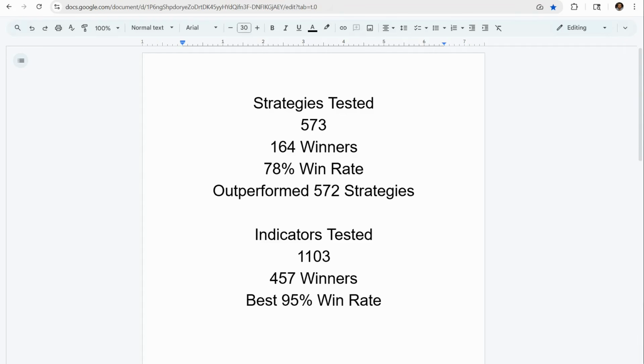Alright, as I said, today we will be testing a trend following strategy. Before we do though, I wanted to put the testing scoreboard up for everyone to see. So to date, we have tested a total of 573 different strategies. The best one so far was able to achieve a 78% win rate. That was achieved using the Academy Forex indicator with the Academy Forex higher time frame fractal candle indicator and a strategy that I'll mention later on in this video.